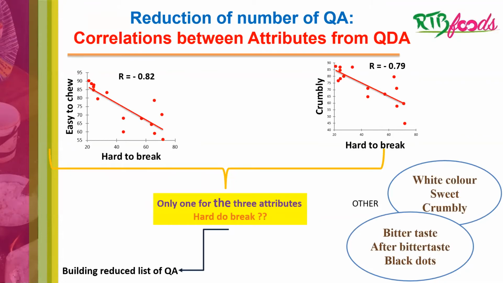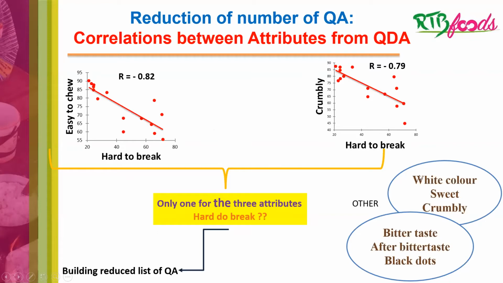For the first correlation, within quality attributes, it is only to reduce the number of attributes. So when we did, I give some example of tester. We saw that easy to chew were negatively correlated to hard to break, and crumbly also were negatively correlated with hard to break. So if we take attributes such as crumbly, hard to break, and easy to chew, we can choose only one of them to represent this group.